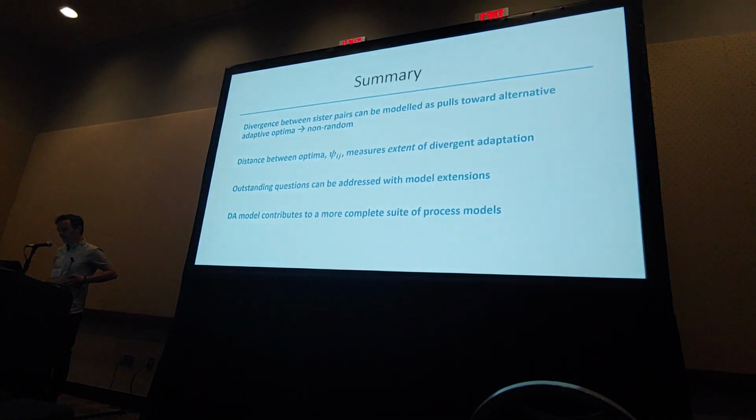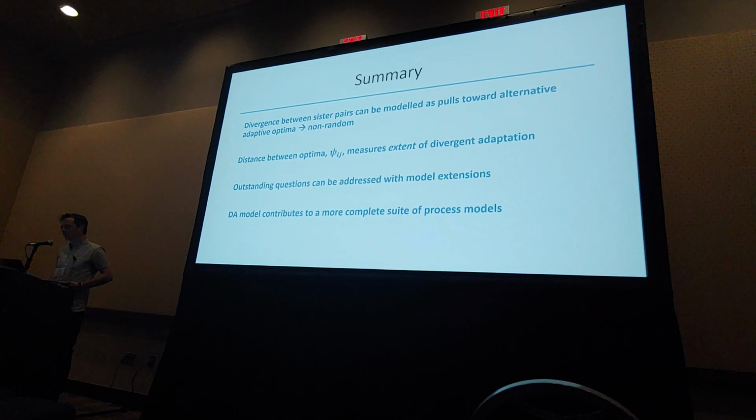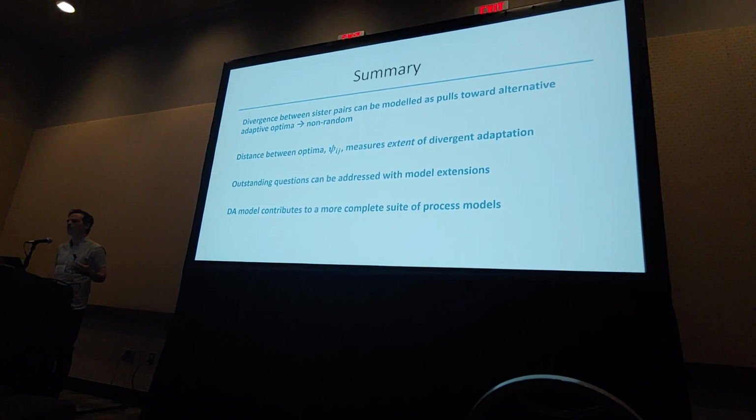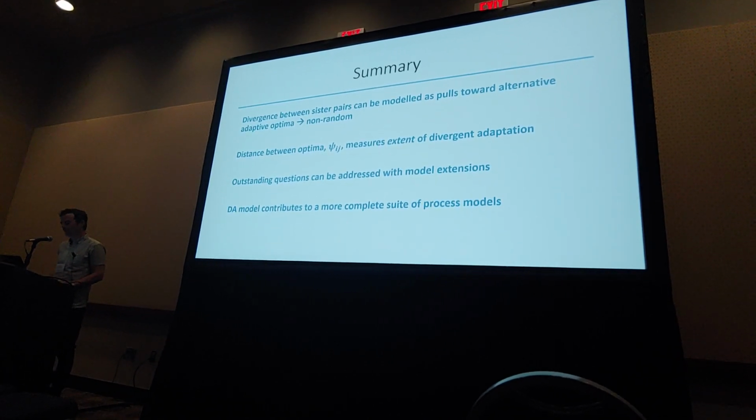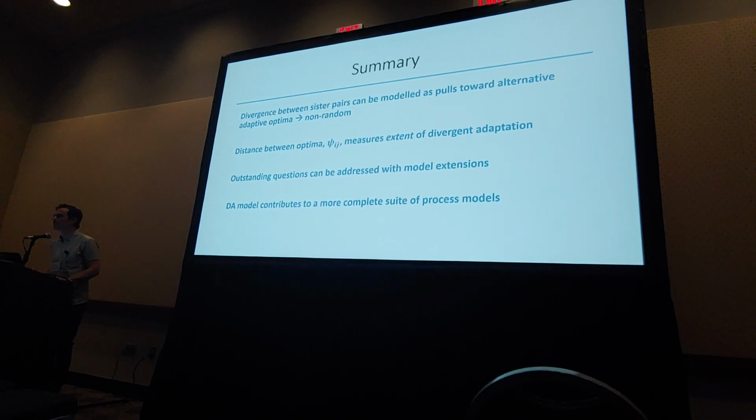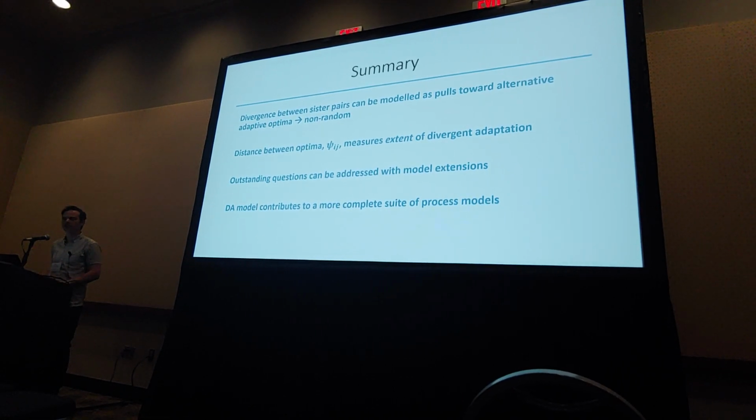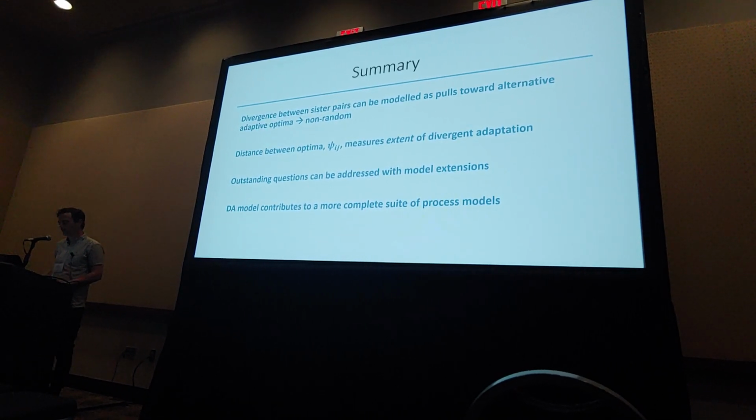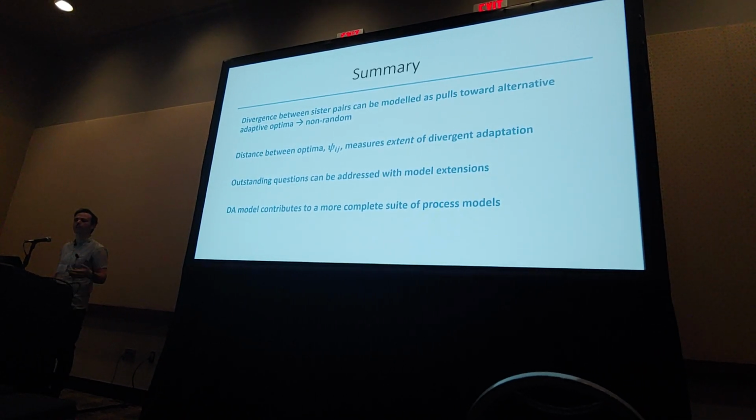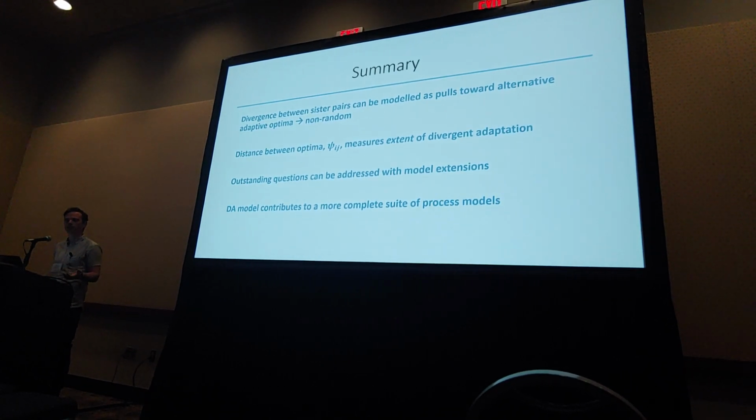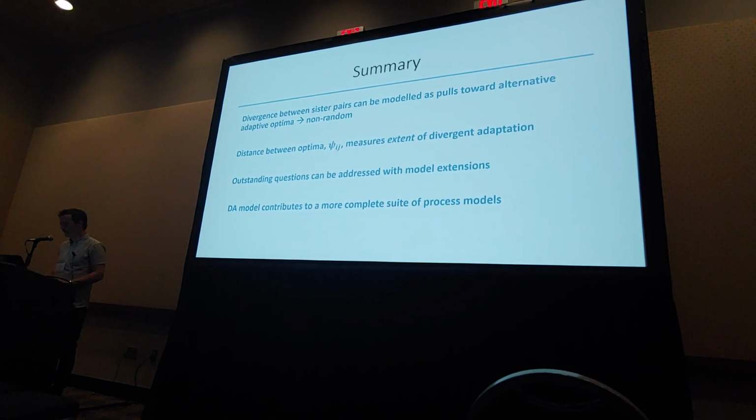And so I should wrap up, but just a quick summary. Divergence between sister pairs can be modeled as pulls toward alternative optima, so it's no longer completely randomly generated. The distance between optima is psi, which is the extent of adaptive differentiation. It can help us in the comparative analysis. Outstanding questions can be addressed with some model extensions, which I'm happy to talk about after this. And this DA model contributes to a more complete suite of process models, because when you combine it with the original OU, the single process, and a Brownian motion one, you're now looking at phylogenetic niche conservatism, divergent adaptation, and some random trait evolution as well.